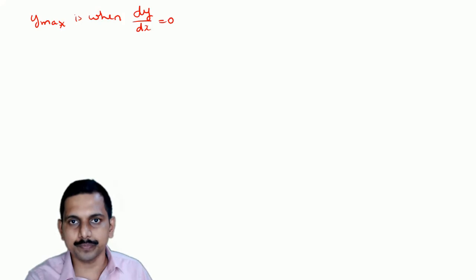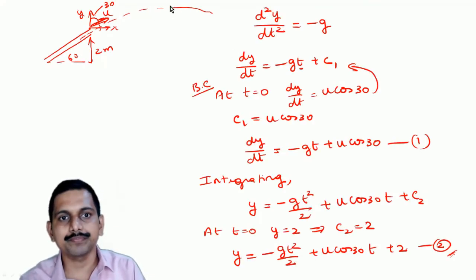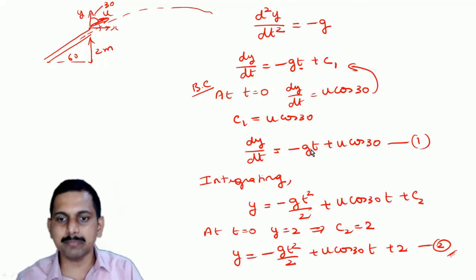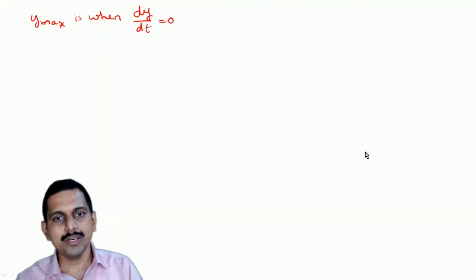The third step is got by saying y max. When does y max happen? Y max is when dy by dt is equal to 0. That is, the change in height doesn't change with time. That is the case here at the top. Over here dy by dt is equal to 0. So if I equate dy by dt to 0, I will get it. That means I have to equate equation 1 to 0. So let us do that.